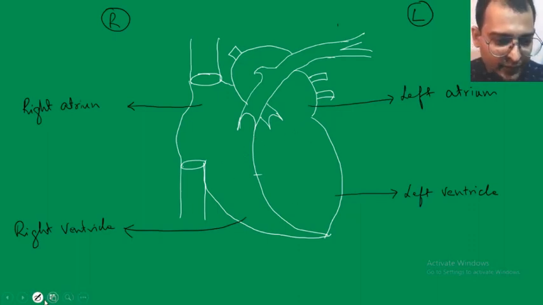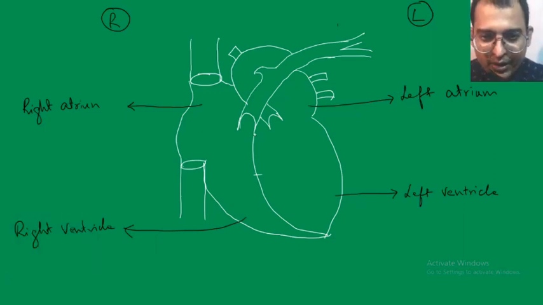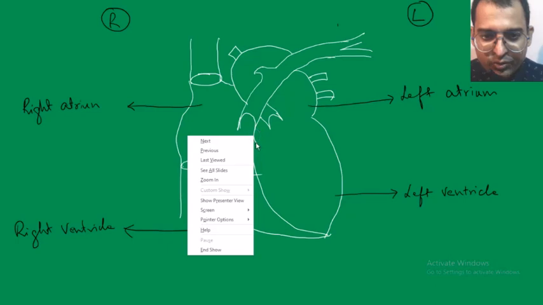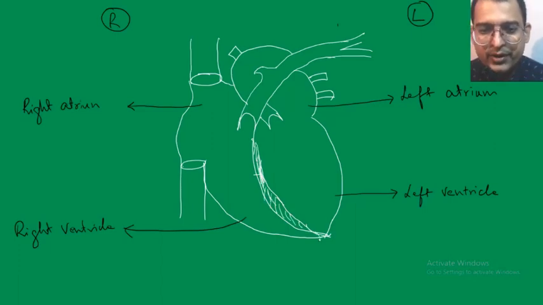Next, these chambers are separated from each other. The ventricles are separated from each other by the septum. There is a septum that is separating them. These two are not interconnected, they are separated. So this is the septum. Then the two atriums are also separated, they also have a septum.